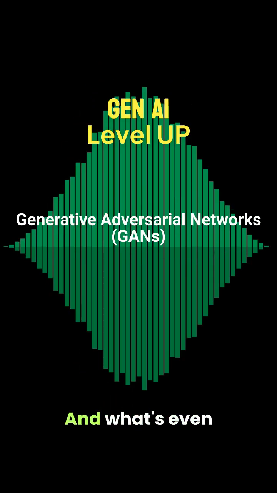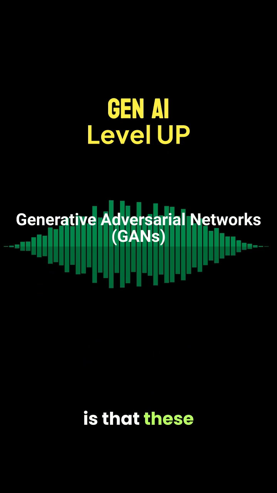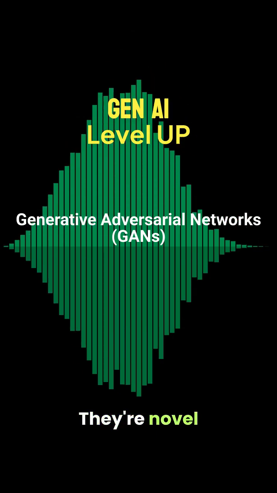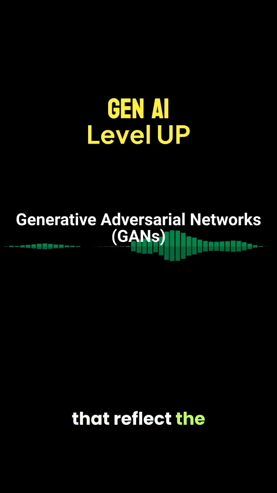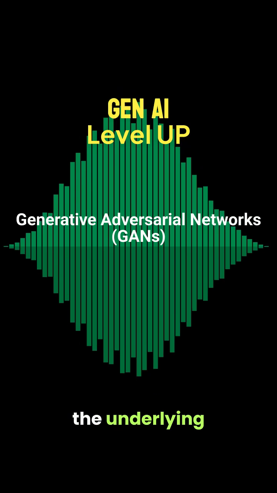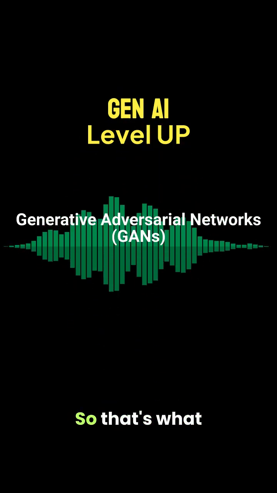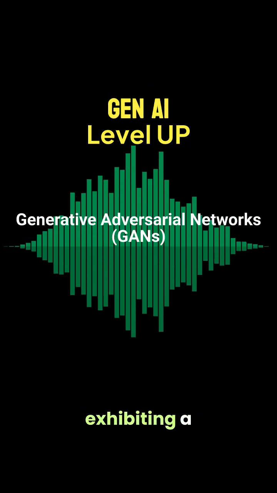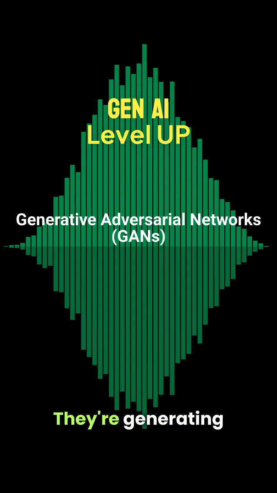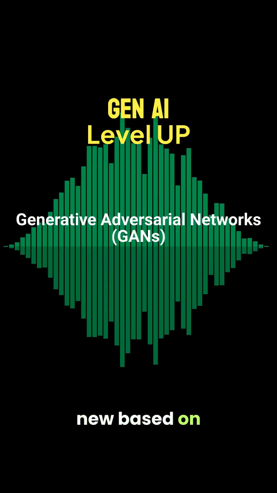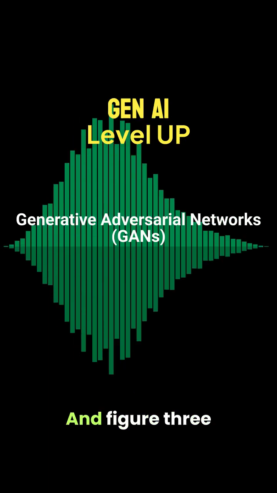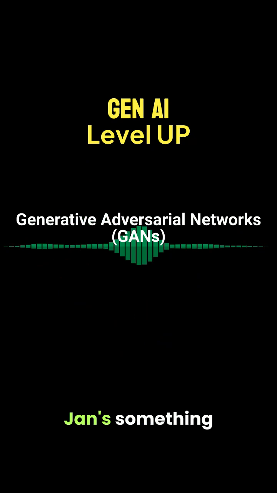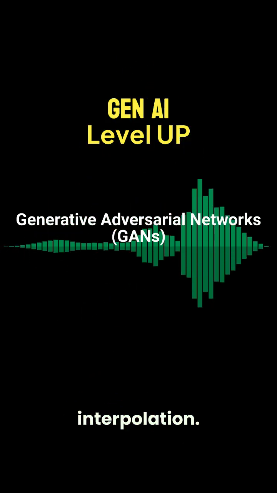Exactly. And what's even more impressive is that these generated images aren't just copies of the training data. They're novel creations that reflect the GAN's understanding of the underlying patterns and structures. So that's what makes it so intriguing to me, that these AI models are exhibiting a kind of creativity. They're generating something new based on what they've learned. Precisely. And Figure 3 in the paper showcases another fascinating aspect of GANs, something called latent space interpolation.